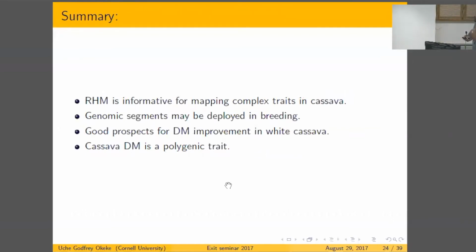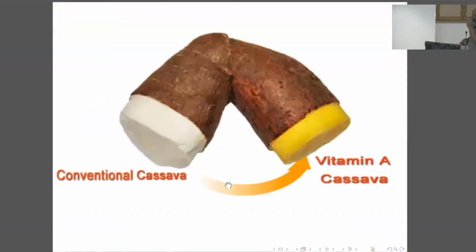So in summary, the RHM is informative for mapping complex traits. Genomic segments may be employed in breeding, though some research needs to be done to do this. We see that there is good prospect for improvement of dry matter, especially in white cassava, and dry matter is a polygenic trait. Okay, in case you have not seen yellow cassava, this is how it looks, and this is white cassava.